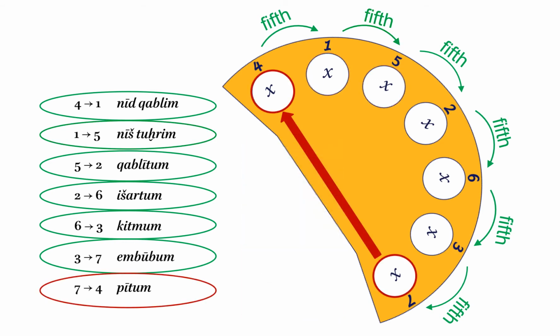Notice that the 2 notes that make up the last interval, pitum, the interval between the 7th and 4th notes, have a different spatial relationship on the circle of fifths. They are not beside each other as fifths are, but across the circle from each other. This interval also has a different audio relationship. Today, we call this interval a tritone.